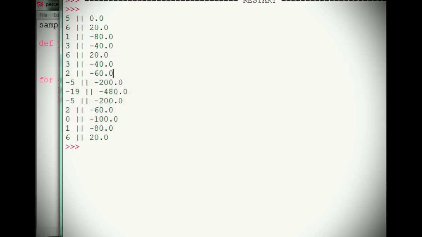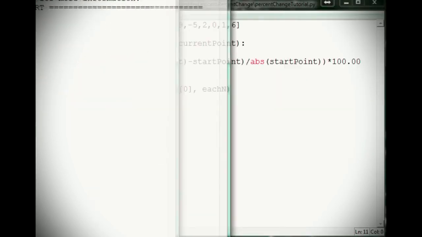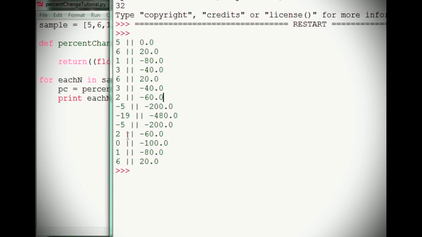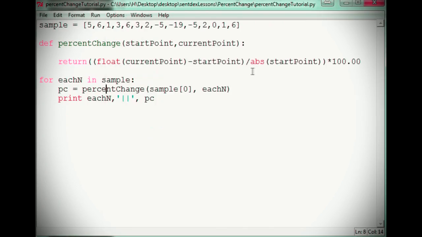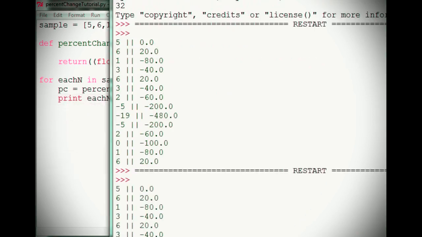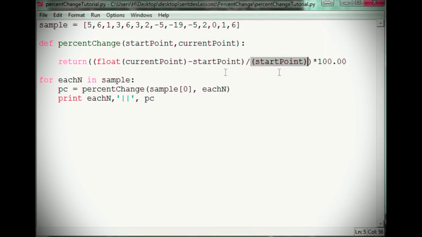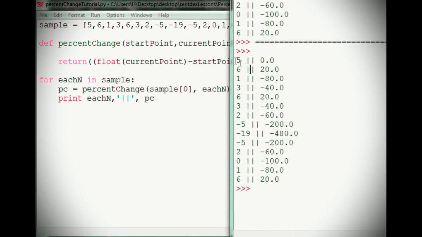Now the next question is, what was I talking about before with the absolute value? So let's just take away the absolute value. It'll be pasted right below this one, so it won't really matter. Let's take away the absolute value and see what happens. You'll see there's no change. And there's no change because the 5 that we're dividing by is positive. When you go from 5 to all of these numbers, including a negative, it computes the negative correctly.